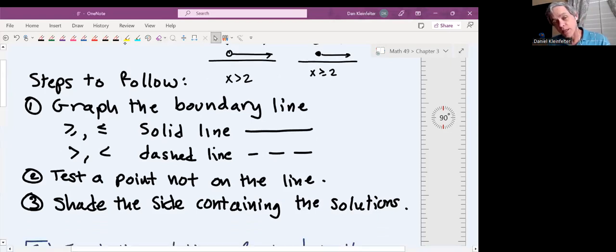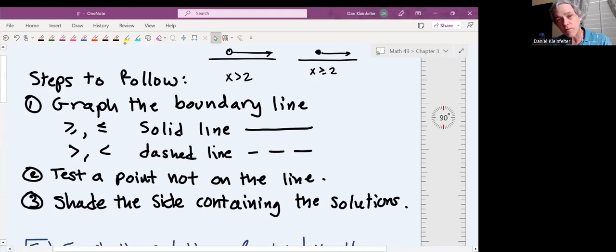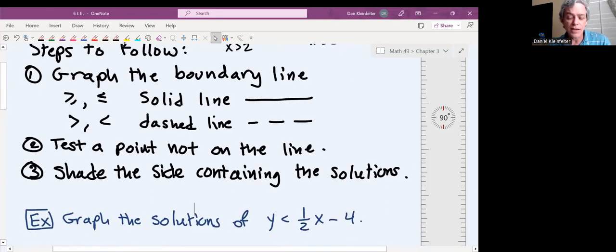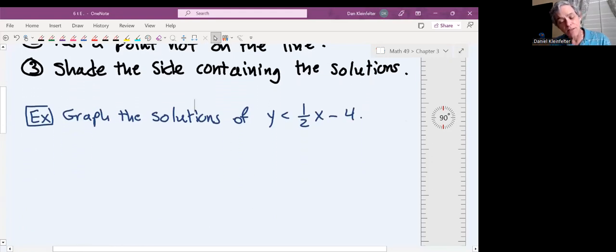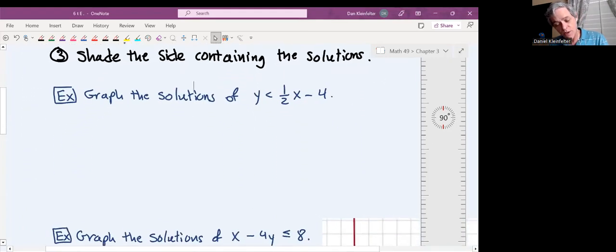How you show this in the two variable case is, if the boundary is included, that is, you've got the or equal to, you draw a solid line. If the inequality does not have the or equal to, the boundary is not included, and you use a dashed line. Once you've got that done, you test a point that is not on the line. Once you've tested that point, you say, okay, is it a solution or not? All the solutions are on one side of the line or the other. And so you shade the side containing the solutions. Okay, so we're going to try that next.